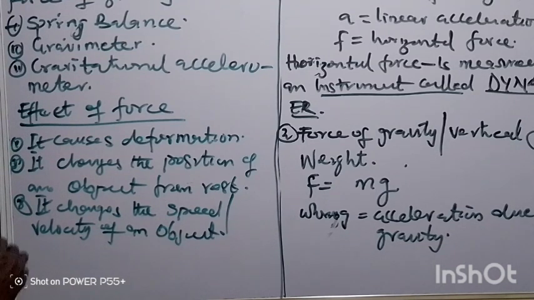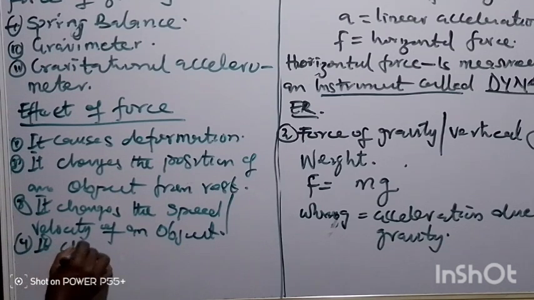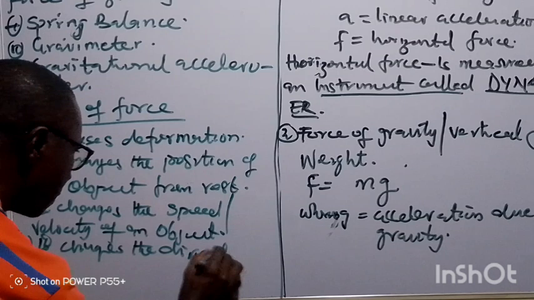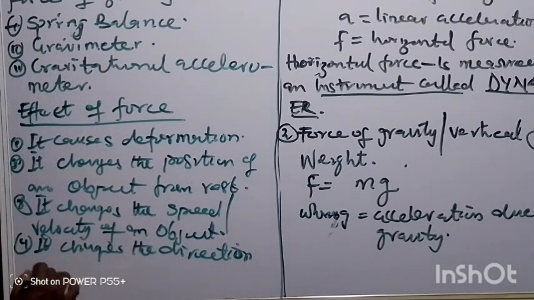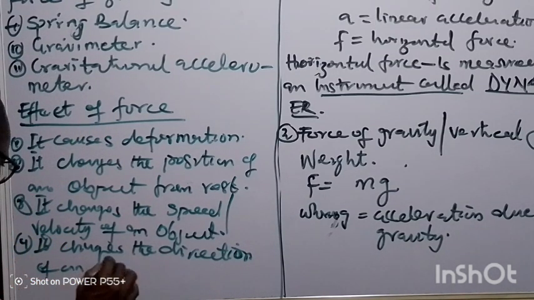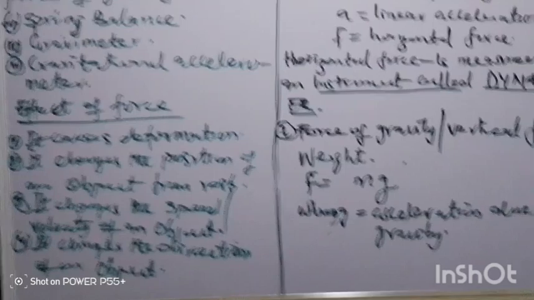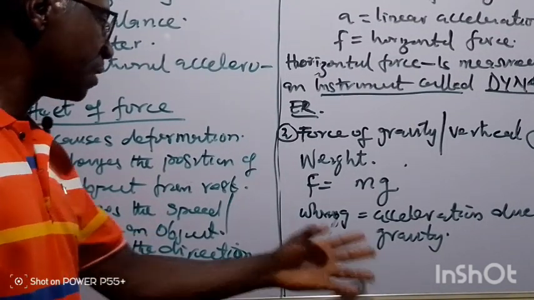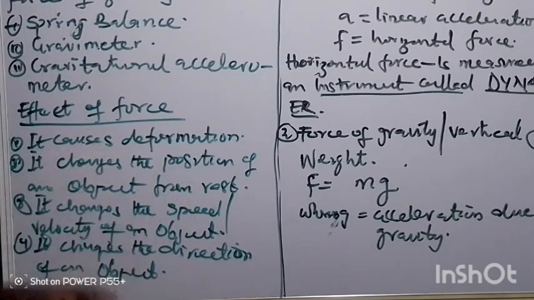Number four effect is it changes the direction of an object. Definitely when an object is being applied with force, then the direction of such object will be changed. These are the major effects of force on an object. It can have many effects, but these are the four major ones that we can have.